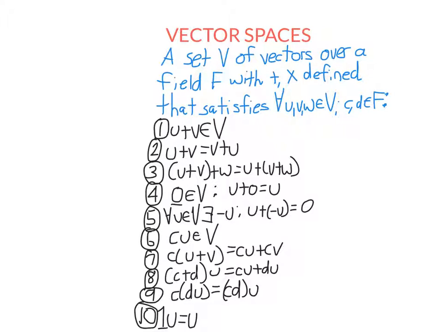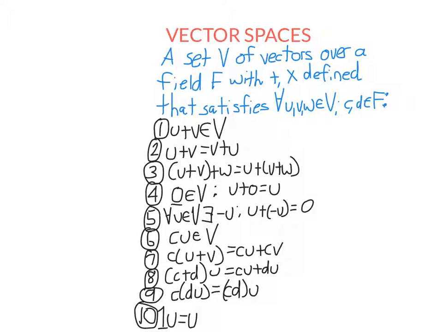So the first axiom is saying that the vector space is closed under addition. So if you add any two vectors together from the set, then you get another vector in the set. The second one says that vector addition is commutative. The order of addition doesn't matter. The third one says that vector addition is associative. You can put the brackets wherever you want. The fourth one guarantees the existence of a zero vector, which is the additive identity.